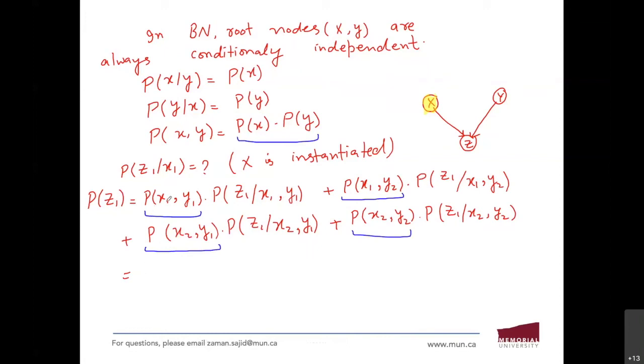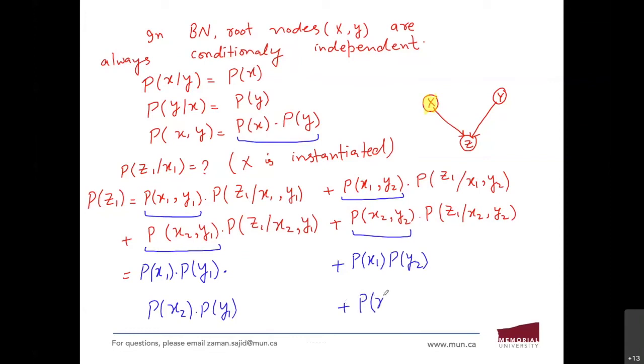So this will be the product of your X1 and Y1. That should be your probability of X1 times the probability of Y1, times this term here. Let's leave it, I will write it down in the red one. So plus, this will be the probability of X1 times the probability of Y2. And this term will be the probability of X2 times the probability of Y1. And this term should be the probability of X2 times the probability of Y2. I just wanted to use the color so that you can understand it better.